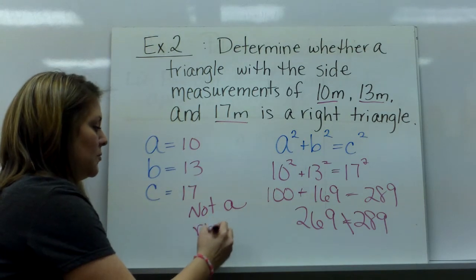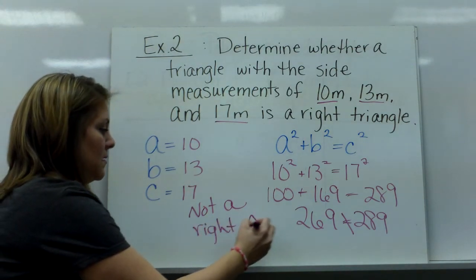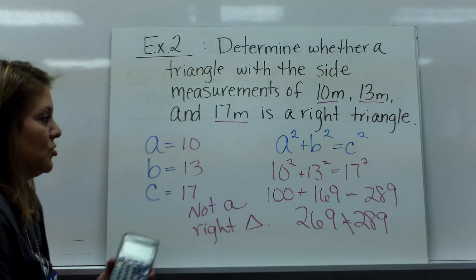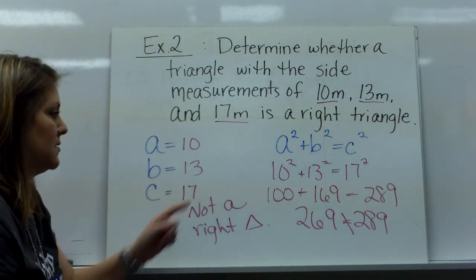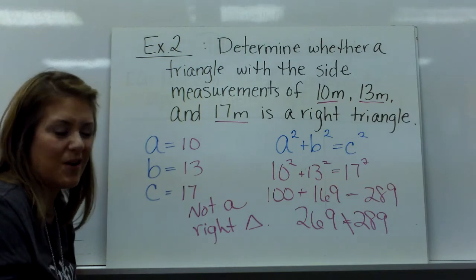So notice that you don't really need the picture of the triangle because you automatically know that that bigger side is C. Then the other two are going to be your A and B.